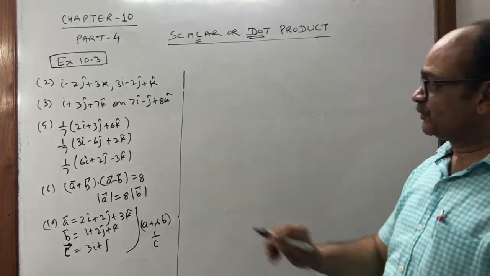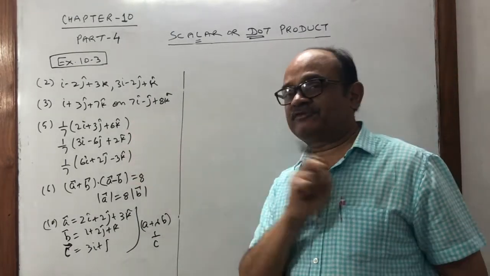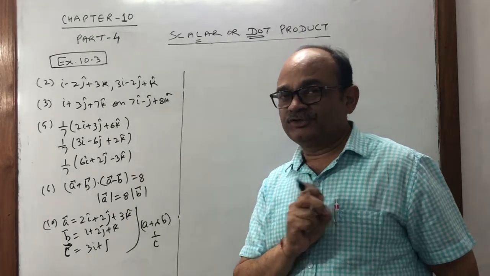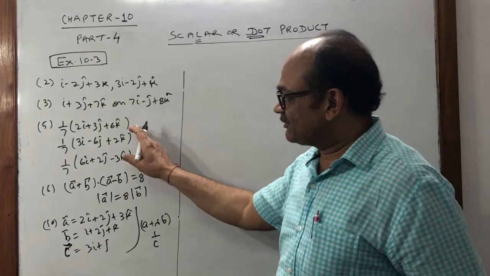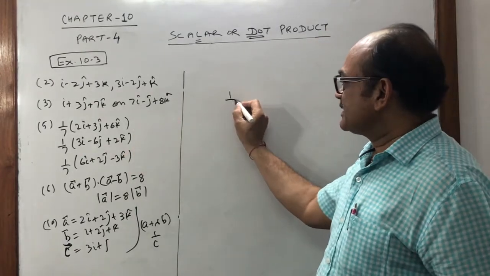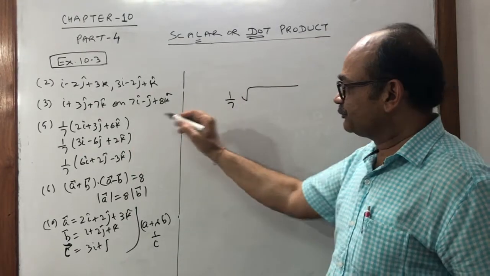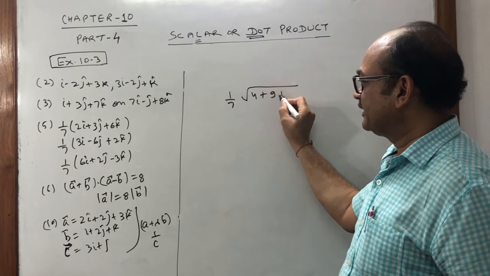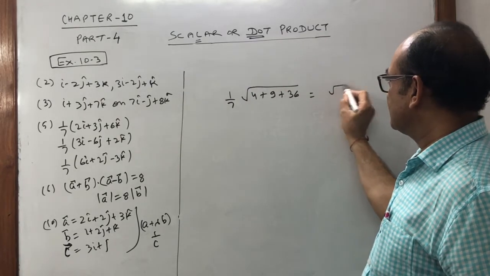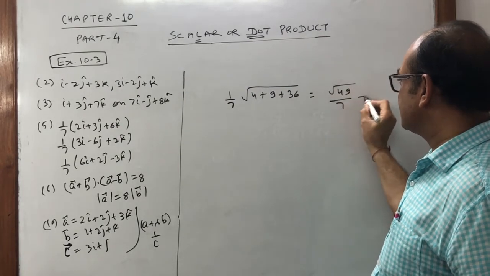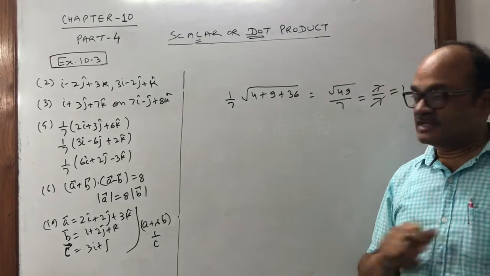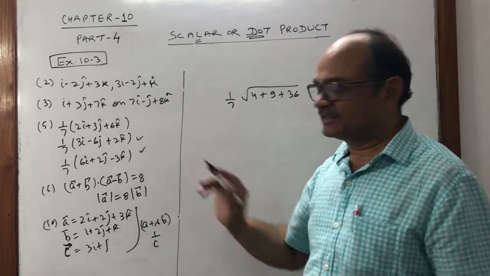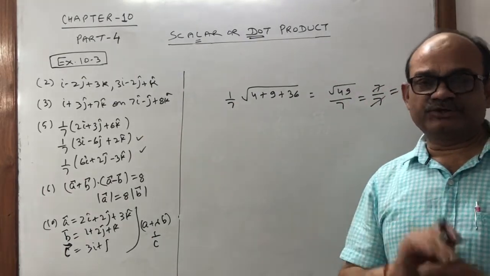Next sum is the fifth. You have to prove that each vector is a unit vector. Unit vector means its modulus is equal to 1. So first we calculate for any one. 1 by 7, magnitude 4, 9, 36, that is under root 49 divided by 7, 7 by 7, that is 1. Similarly, we can calculate for the second one and third one also, that these three are unit vectors.